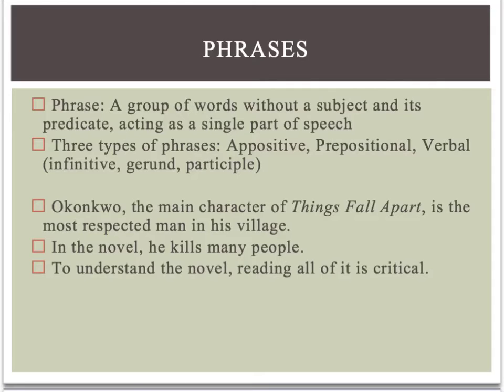Okay, so it's a set of words that work together as a single part of speech, and they can't have both a subject and a predicate. So you'll see phrases that have one or the other, but not both. There are three types of phrases that we're going to talk about: appositive phrases, prepositional phrases, and verbal phrases. Verbal phrases we can break down into the three types of verbals that you should remember from our Parts of Speech series: infinitives, gerunds, and participial phrases. If you're having trouble with those concepts, I recommend you go back and watch the video about verbals again.